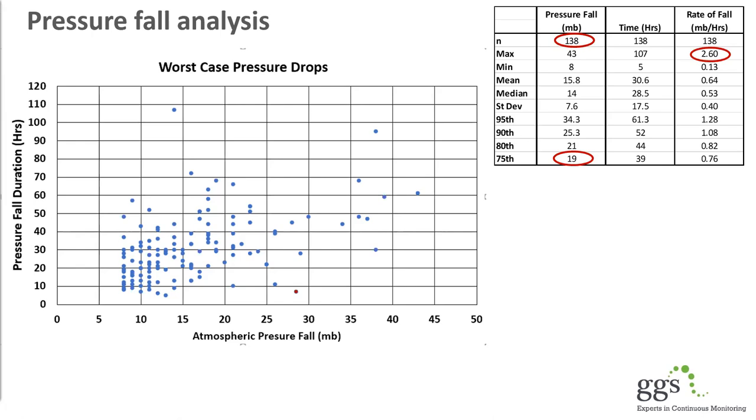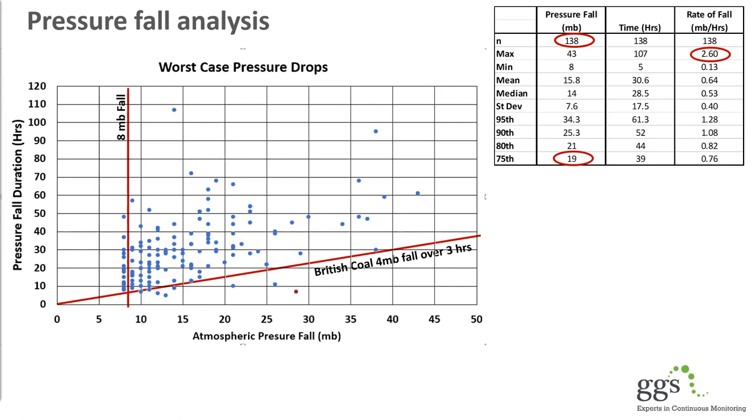But also what's important about pressure falls is the rate at which they happen too. And in here, the biggest one we've got is 2.6 millibars an hour. So we'll put a line in there for the 8 millibars. We're going to ignore everything below that.